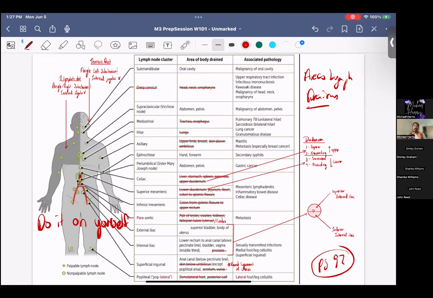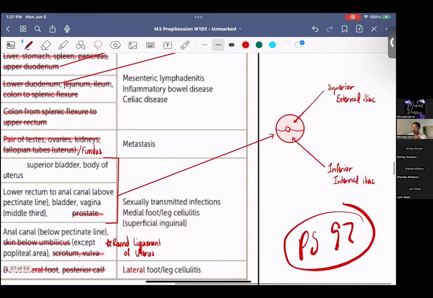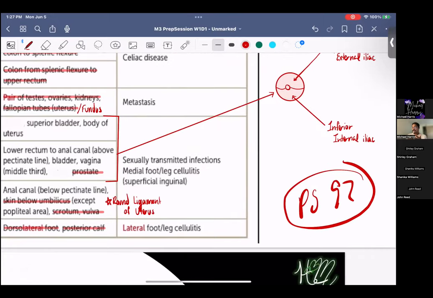Okay. Now, there are some of these that are a little odd. I threw them in here for you, such as the bladder. The superior portion of the bladder is different than the inferior portion. Okay. As well as the cervix, it's the same idea. The upper portion is different than the lower portion. Okay. And the legs are different. The lateral portions drain into the superficial via going through the popliteal. The medials do not. They never touch the popliteal. They go straight to the superficial inguinals.